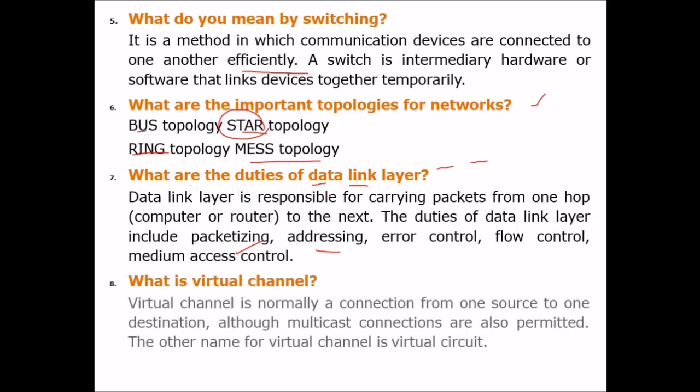That is why we have MAC addresses involved in transportation. What is a virtual channel? A virtual channel is normally a connection from one source to the destination, although multicast connections are not permitted. It is a virtual connection between a source and destination. The other name for virtual channel is virtual socket.